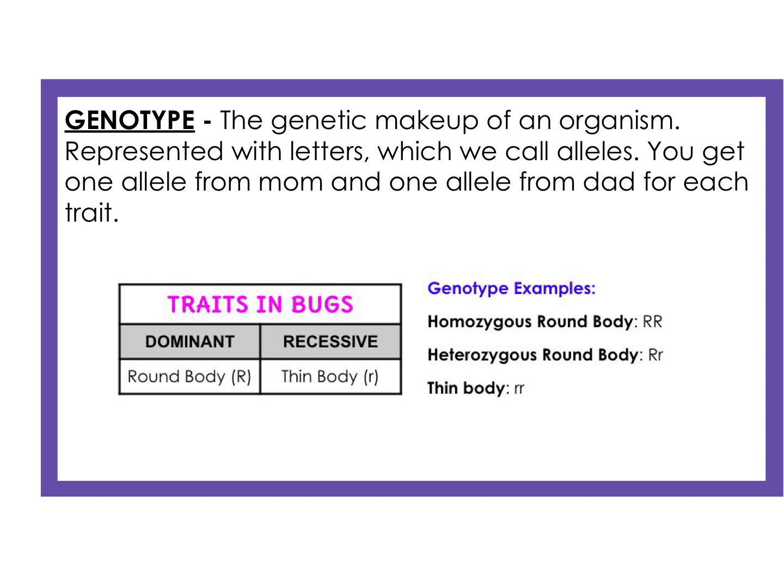Genotype is the genetic makeup of the organism. It's represented with letters, which we call alleles, and you get one allele from mom and one allele from dad for each trait. Okay, so this is looking at the body shape in bugs. Examples of how you could get a round body: you could be homozygous or heterozygous. Both of these would be round. You can get two capital R's or you can get uppercase R paired with a lowercase. And then the only way that you're thin is if you're recessive, lowercase, lowercase.